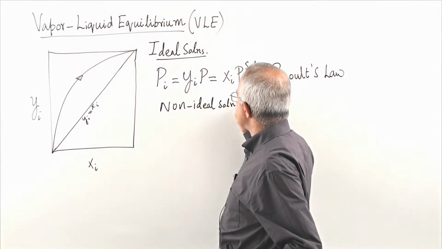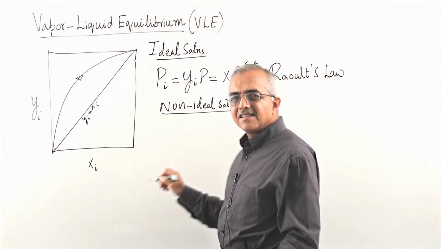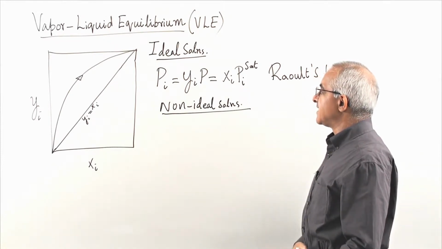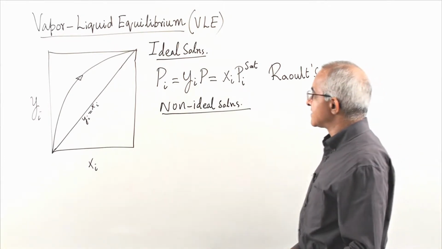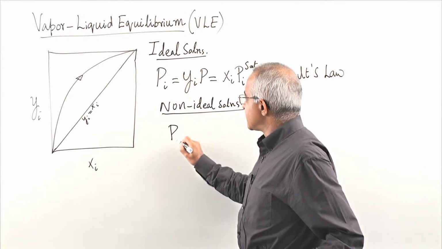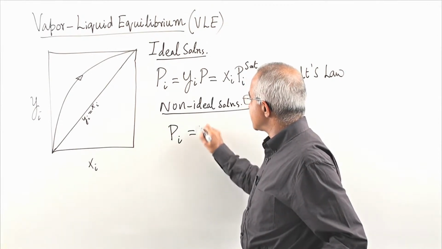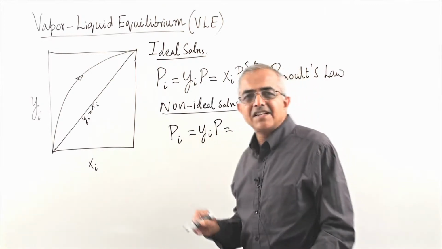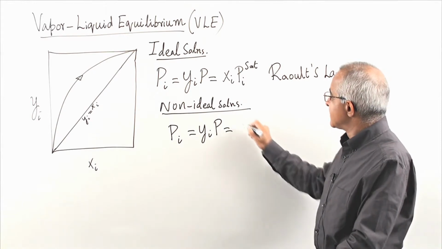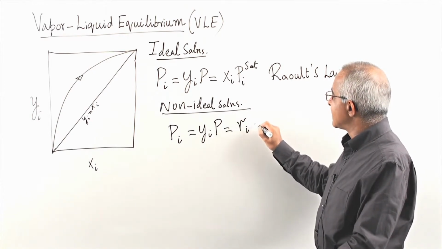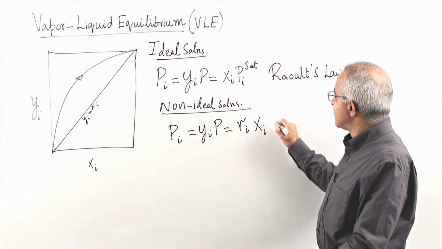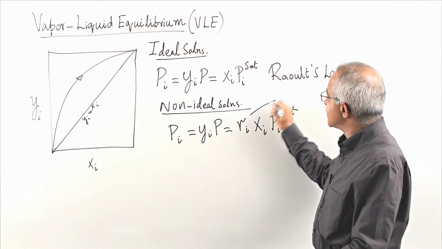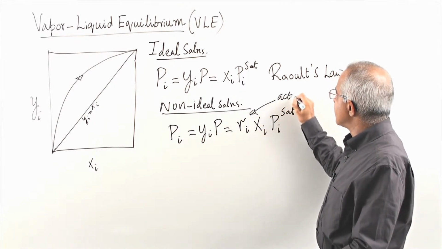Non-ideal solutions. For non-ideal solutions, the non-ideality does not affect the gas phase in any way because we are dealing with very moderate or low pressures. For a non-ideal solution, you will still have on the left side Pi equals Yi P, equals, and we add an activity coefficient on the liquid side. So gamma i xi Pi sat. So gamma i is called the activity coefficient.